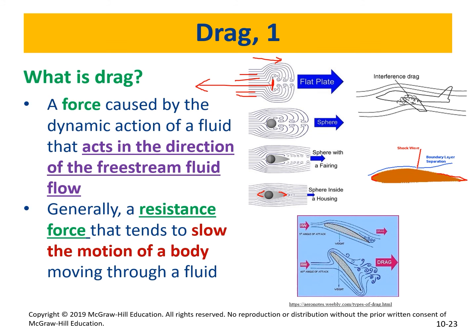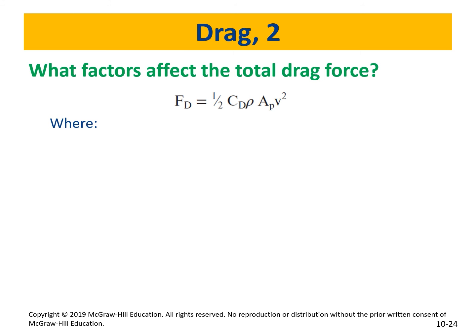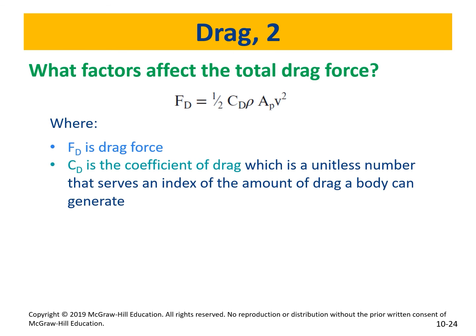Okay, now here's the thing. We have a formula for the drag force, just like the buoyancy. The buoyant force was the volume multiplied by the specific weight. Do we agree? For the drag force, it is the multiplication of the coefficient of drag, which is CD, a unitless number that serves as the index of the amount of drag a body can generate. So depending on the structure of the body, we will have a different coefficient of drag. If you have a body like this compared to a body like this, you have different coefficients of drag. It's a geometrical quantity depending on the body itself.